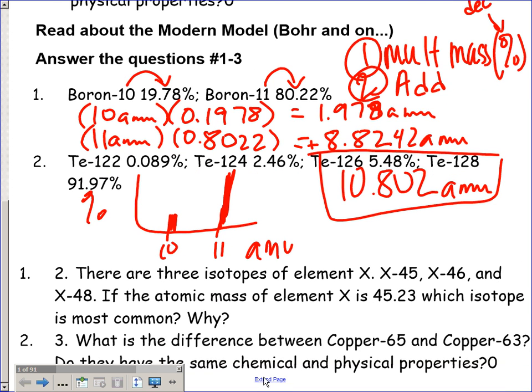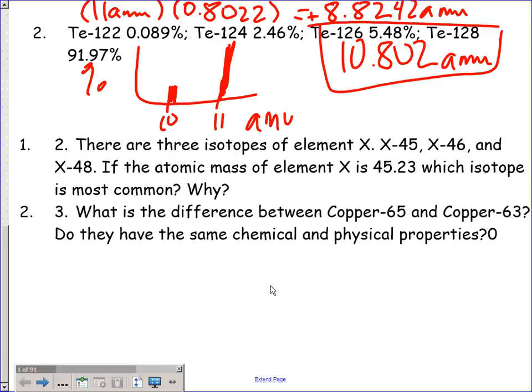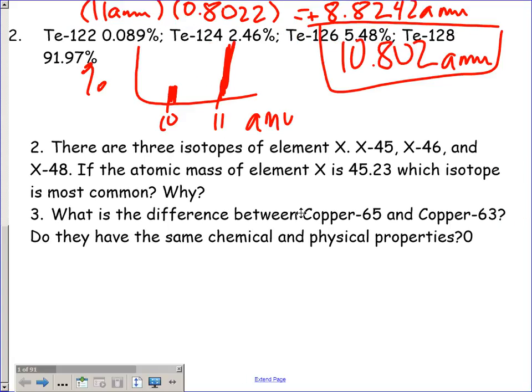In terms of which is most common, we kind of just discussed that from the Socrative. The most common one controls the average, so who's most common here? Number 2? We got X45, X46, and X48. X45 because the average is closest to the most abundant particle. Okay, so what's the only difference between copper 65 and 63?